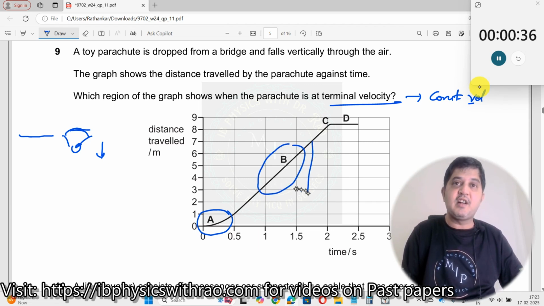The slope is a constant here. Okay, we just need to look at the slope. So where is the slope constant? Is the slope constant here? There is no constant slope. The slope is constantly changing here. Now what about this point?